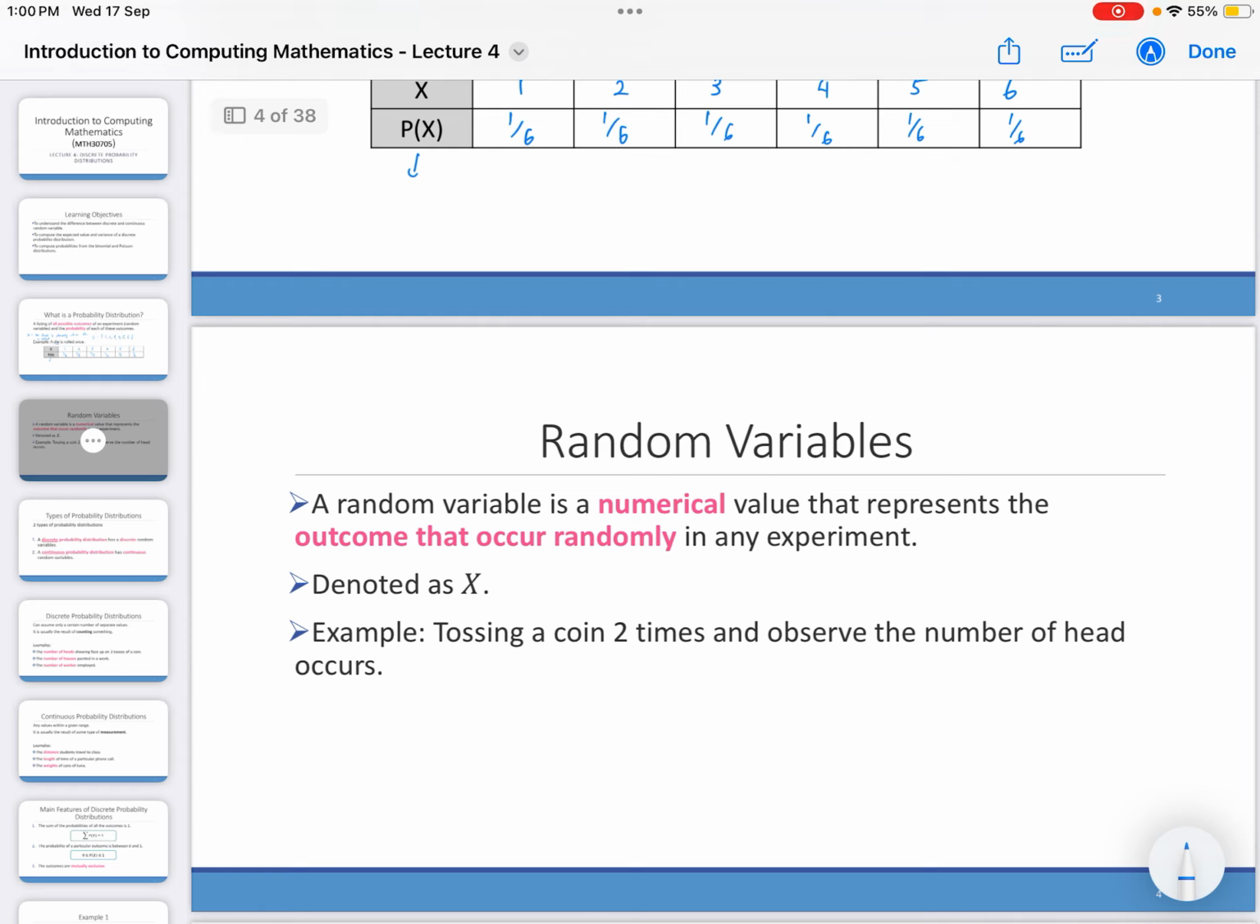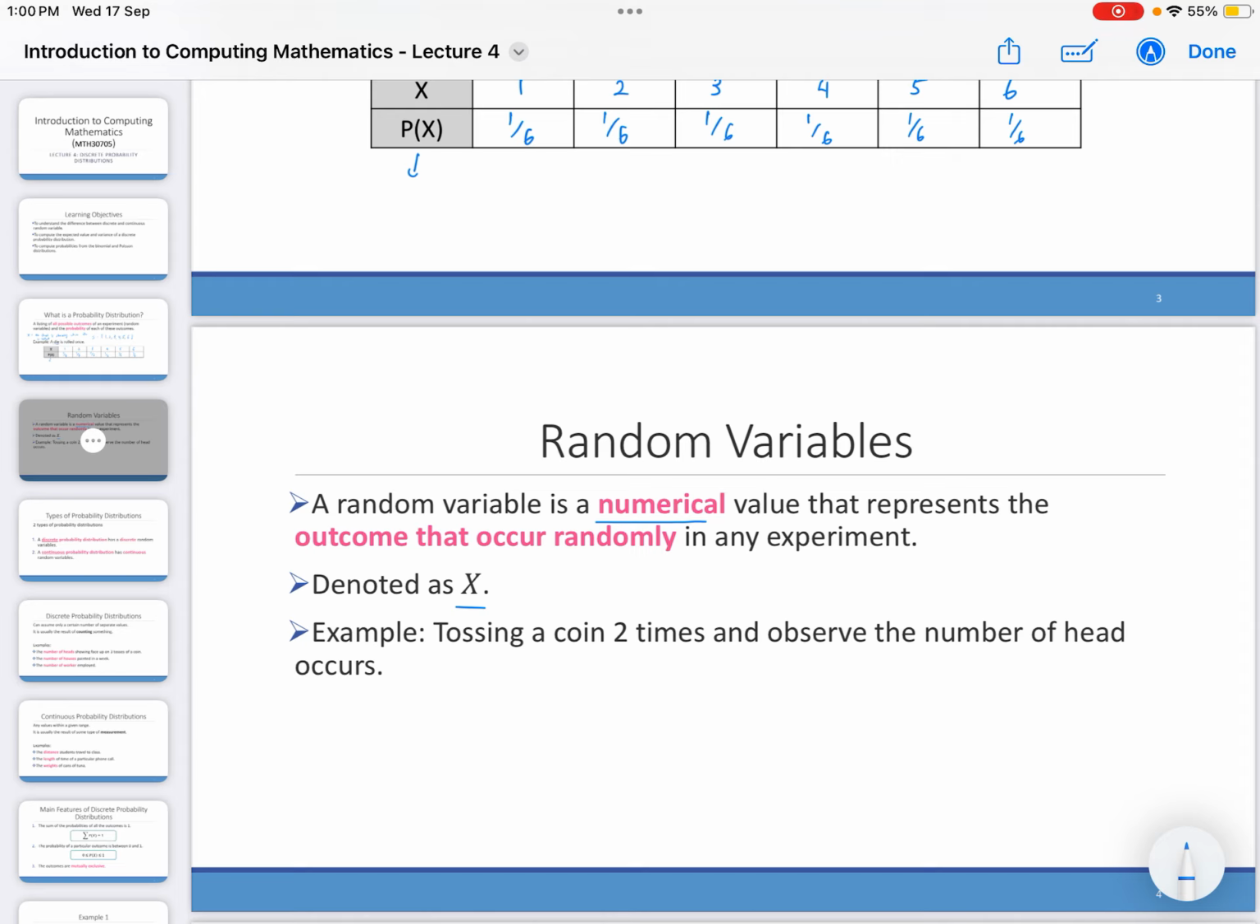So a random variable is a numerical value that represents the outcome that occurs randomly in any experiment. The keyword here should be numerical value, and it should be the outcome that occurs randomly in any experiment. So we denote it as x. So just now, our x is the number that shows when we roll a die once.